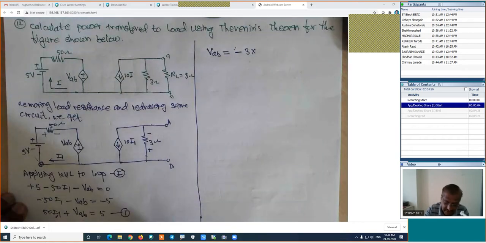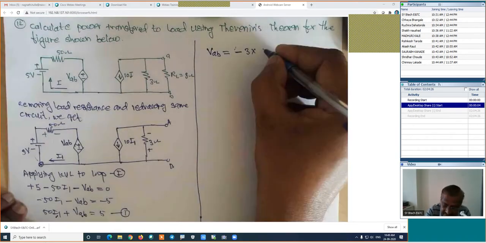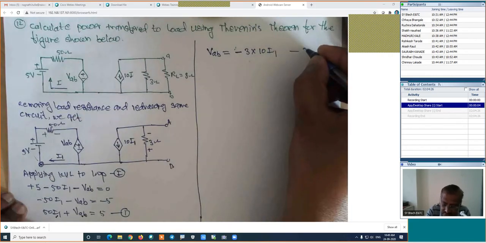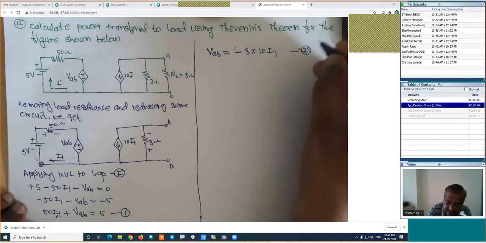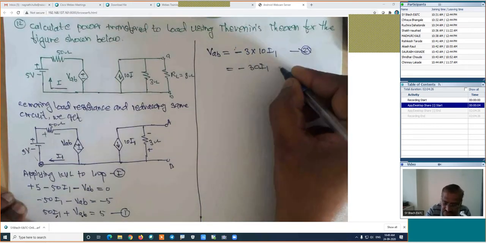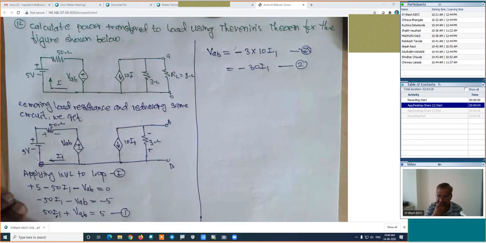How much is the current? Current is 10 I1. This current is 10 I1, and this is equation number 2. Or this is equal to minus 30 I1 is equation number 2. Is it right?